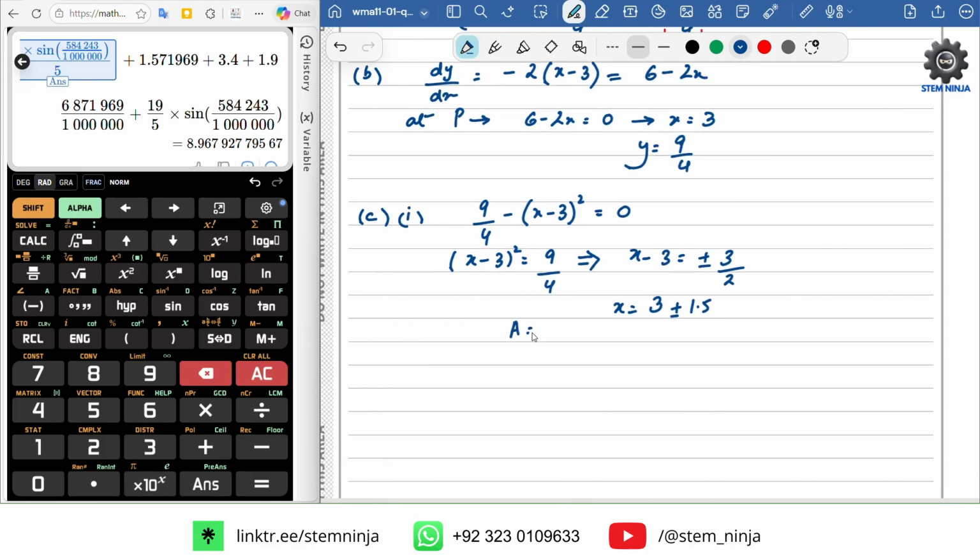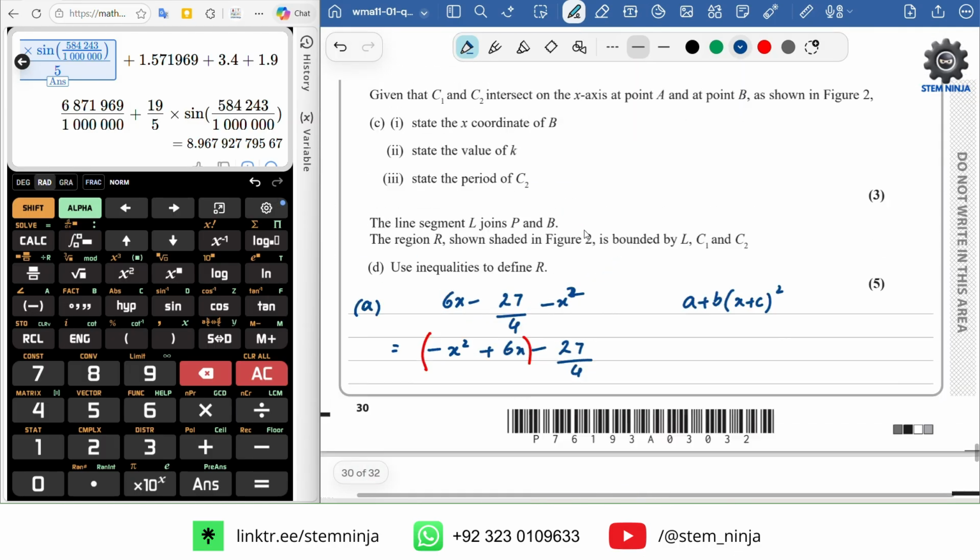So the point A would be 3 minus 1.5, which is 3/2 or 1.5 itself. And the other one, B, would be 3 plus 1.5, which is going to be 4.5, or 9/2. So either way you can do that. So we needed to show the x coordinate, and that's what we have done.